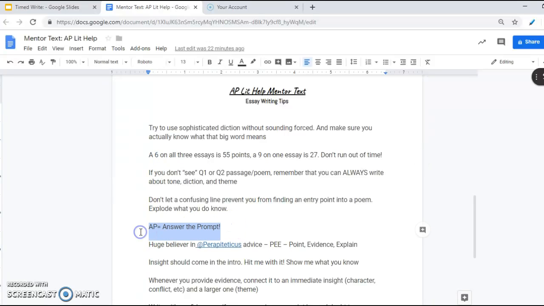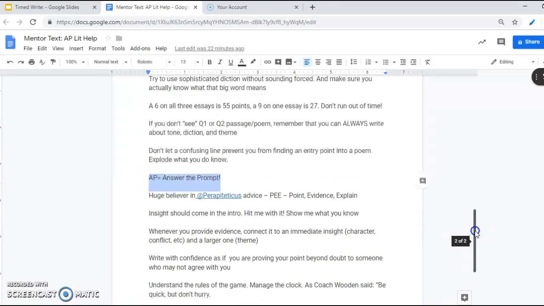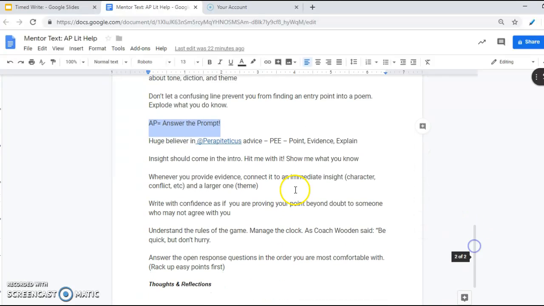I really like the tip: answer the prompt. That's probably the biggest thing that I've noticed in this sacrifice piece, that a lot of kids are not answering or utilizing the prompt, and I'll go over that in a minute. I do like this: insight should be in the intro. Hit the reader with it right from the get-go. Just insight, insight, insight. And know the clock.